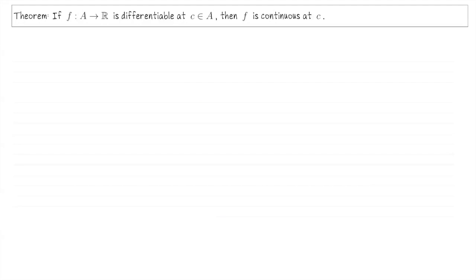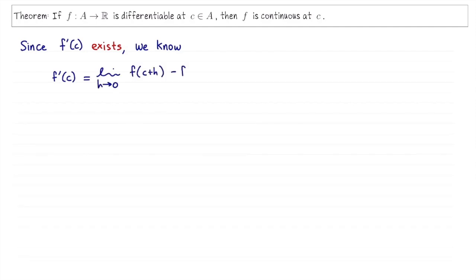Okay, let's go through the proof. We want to prove that the limit of f of x as x approaches c in the domain goes to f of c. We're going to show that this holds using the difference quotient. So since f prime of c exists, our hypothesis here is that f is differentiable at c. We know that the limit as h goes to 0 of f of c plus h minus f of c all over h exists. That's a finite number. It's the slope of the tangent line. It's whatever the number f prime of c is.